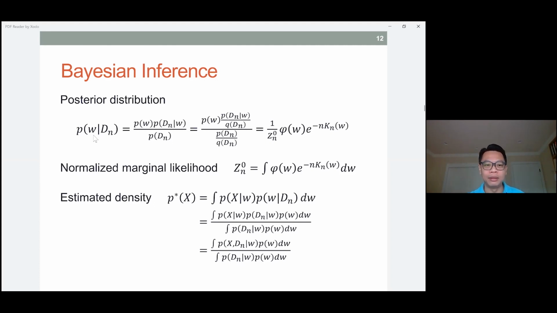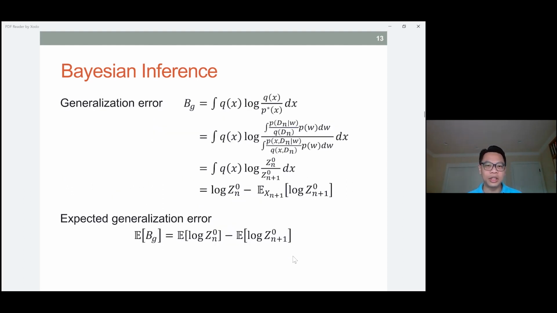So once I have my posterior, how do I get an estimated density on a new data point? That's going to be given by P of x given W, my model, times the posterior. So instead of multiplying by the prior, I now multiply by the posterior. And you can show that it's going to be the ratio of P of my new data point x and the data set D_n times the prior, divided by the integral of the likelihood of the data times the prior. And this ratio is going to be my estimated density.